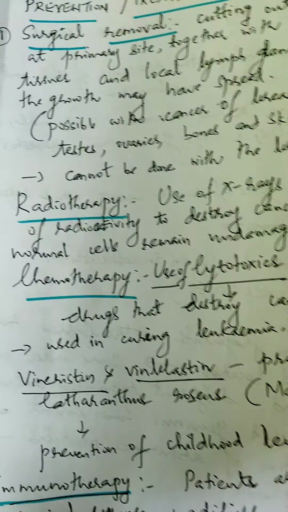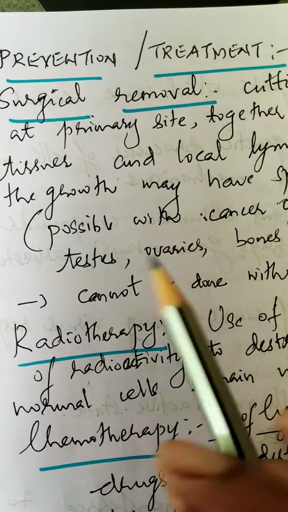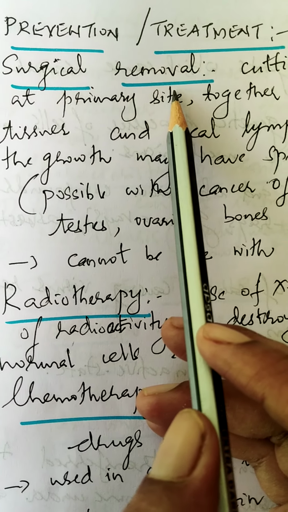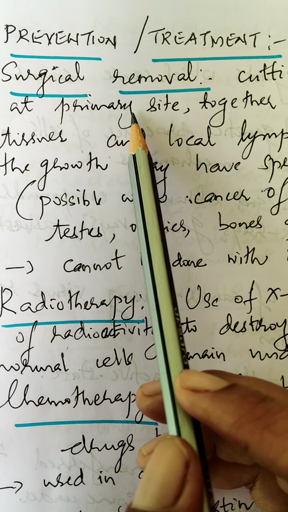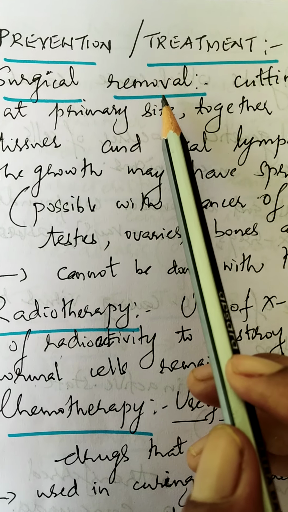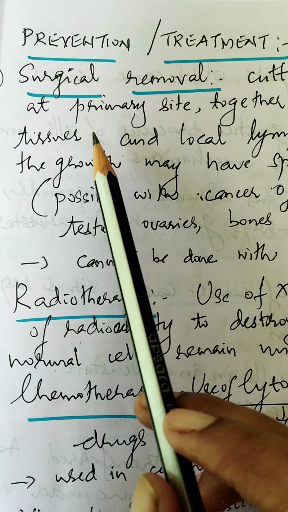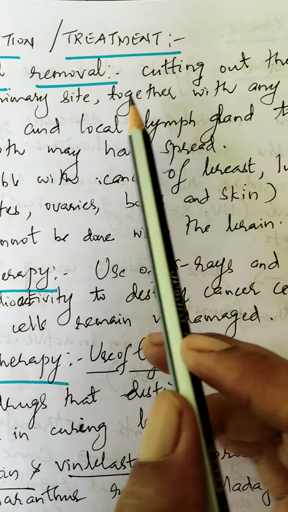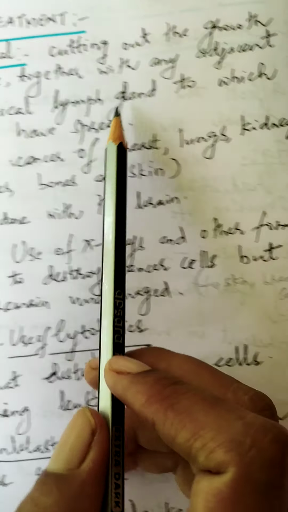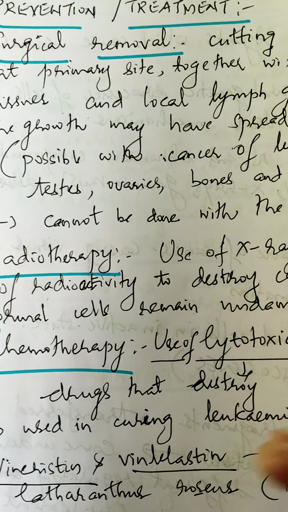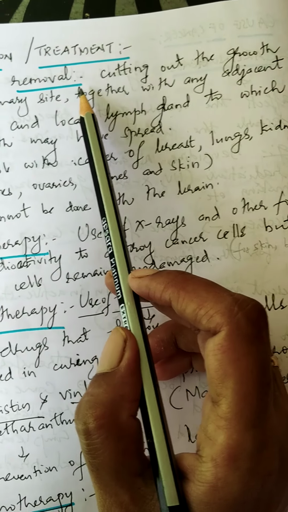Next, moving on to the prevention or treatment of cancer. The first one is surgical removal. So in this case, the particular portion, affected region is cut off or it is surgically removed. Cutting out the growth at a primary site together with any adjacent tissues and local lymph glands to which the growth may have spread.